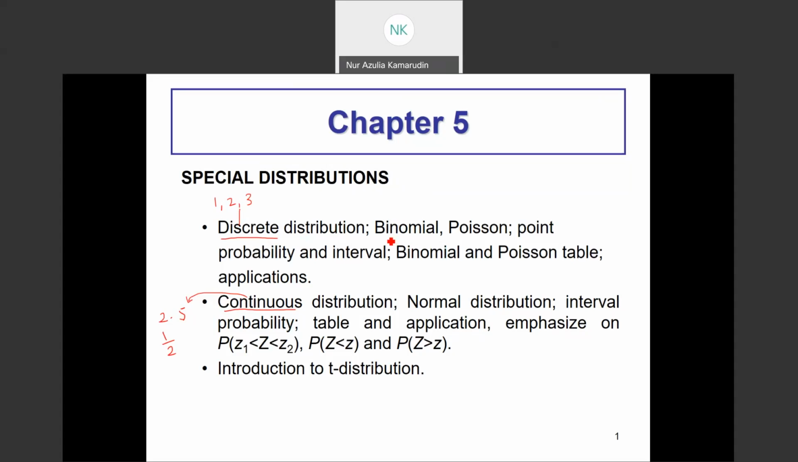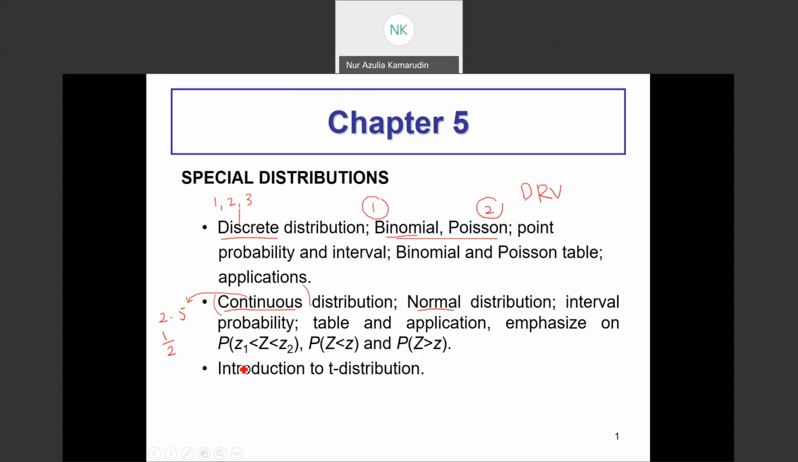Okay, for discrete, looking at binomial firstly, and then later on we're going to Poisson distribution. So basically you're having two types of distributions for discrete random variables. So please take note, first part here will be of your discrete random variables. Of course, second part you will be doing normal distribution. This is specifically for continuous random variables.